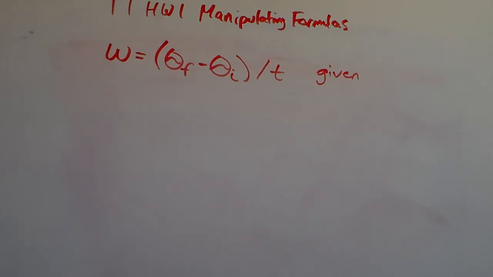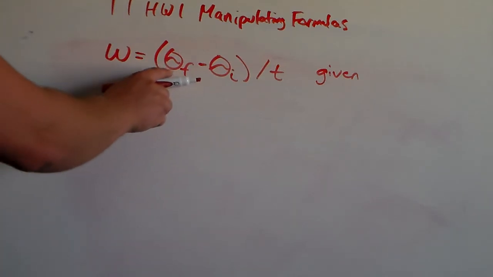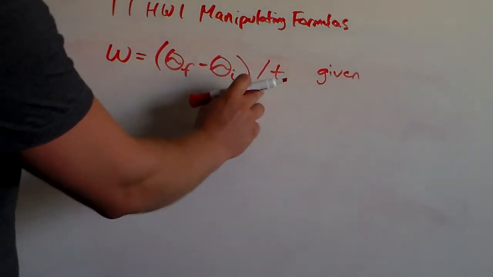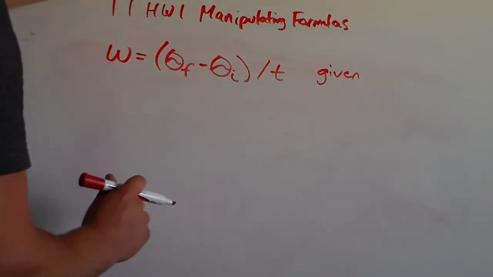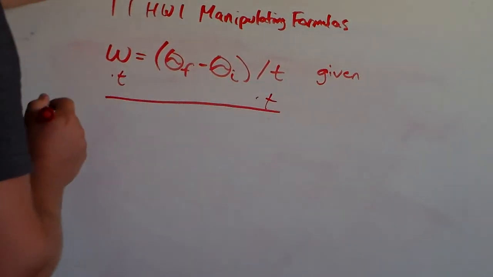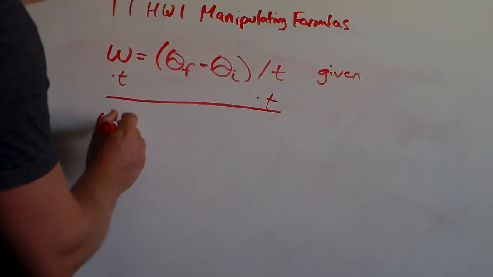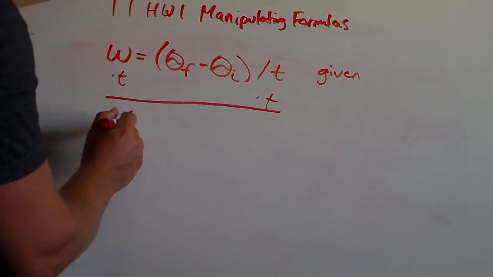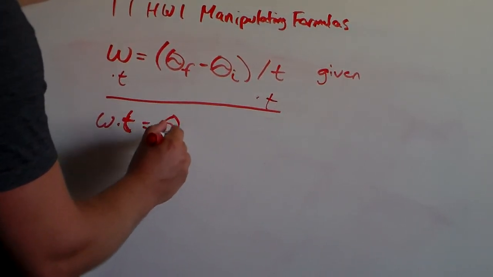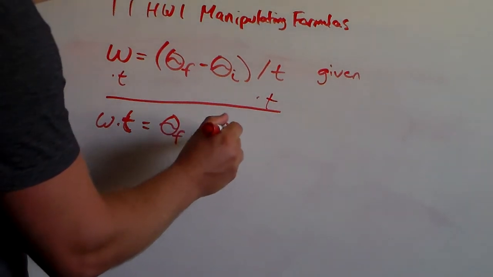So our goal here in problem number 3 is to find the final angle. So our final angle stands for theta F. So our goal is to get this guy all by itself. So first, we got to make that divide by t. We got to move the t over to the other side. So we times t to both sides of the equation. So we get w times t, or wt, that equals theta F minus theta I.